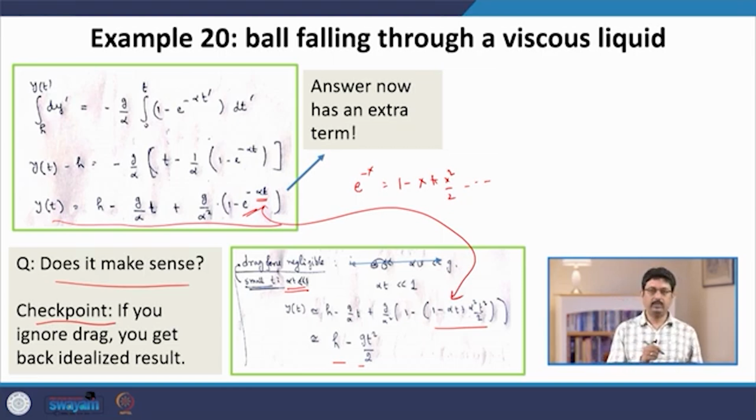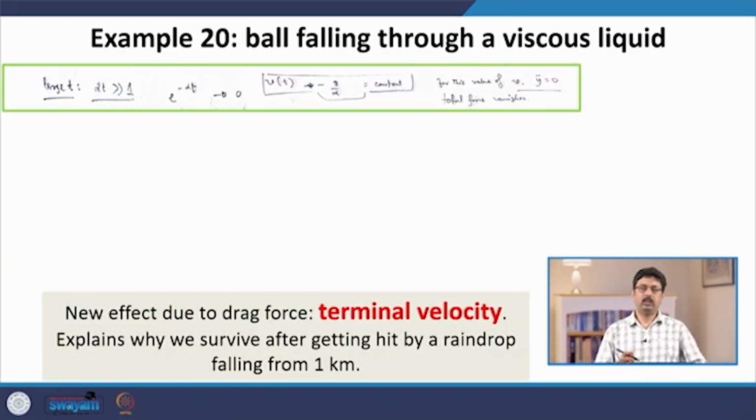So, in presence of drag force, your position is no longer given by this expression, there is some additional term. The more important part of the effect of drag force is what happens in the limit of large time. Again, large means we use this dimensionless parameter alpha t. If alpha t is much bigger than 1, then the time is very large.